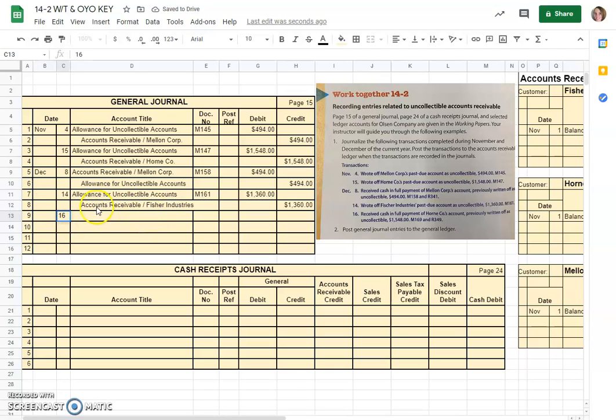And the last one is on December 16th. And we're going to receive cash in full payment of Horn Company's account. So we'll do accounts receivable, Horn Company, and then allowance for uncollectible accounts will be our credit. And that one is memorandum 169, $1548.